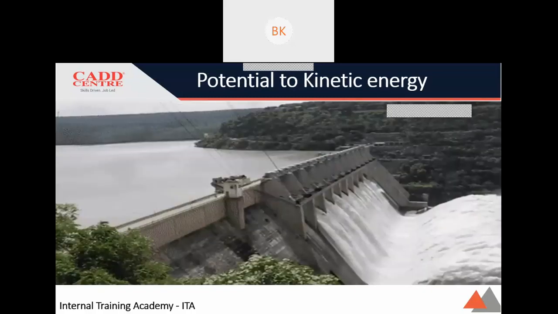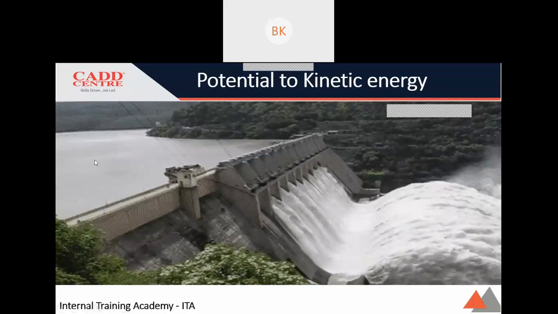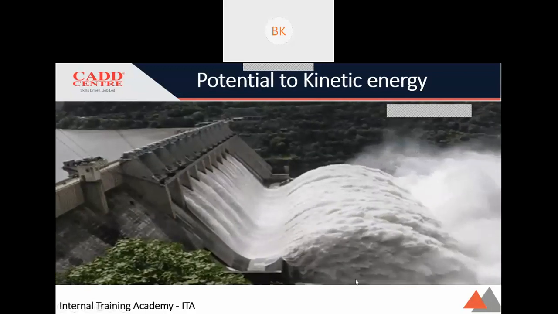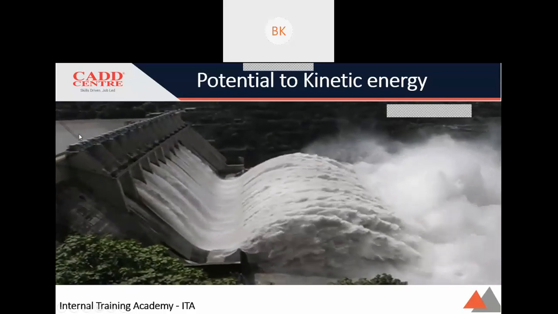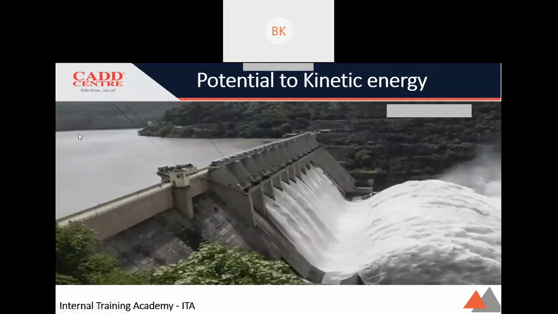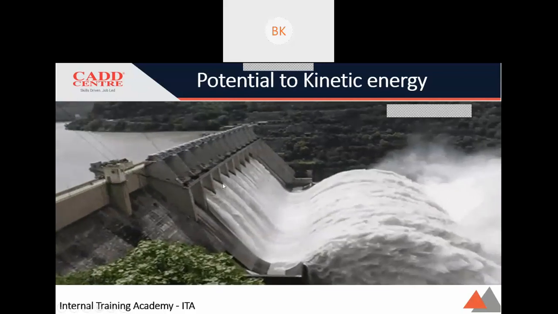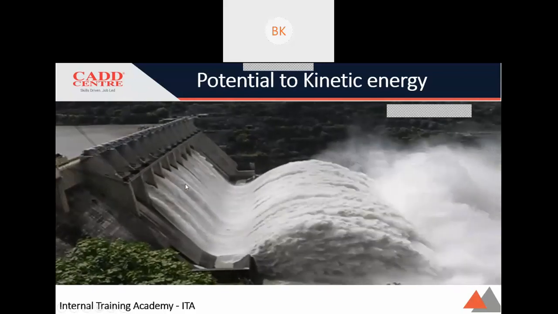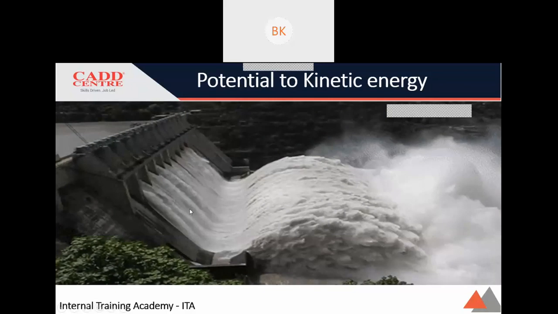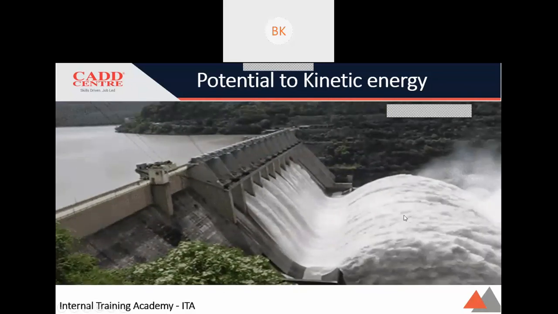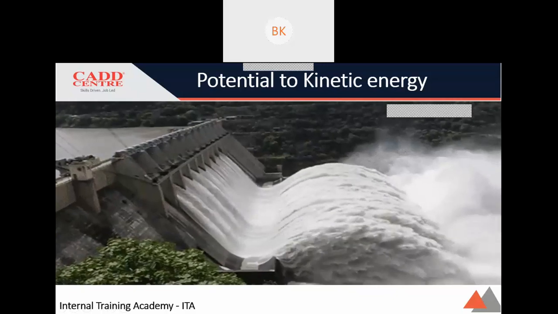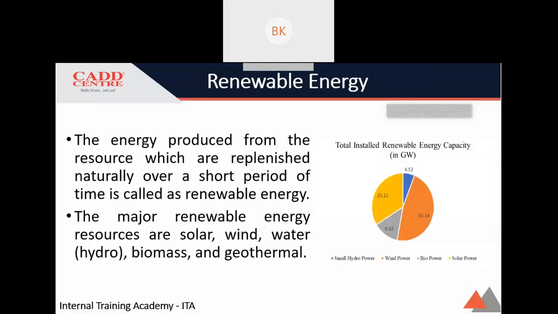So you can see here in the reservoir, when the water is stored, it will be at a certain height, so because of that there will be potential energy stored inside that water, and once you open this gate, this water will start to flow. Whatever the flowing water is, it will have kinetic energy. Clear? Okay, so that is an example of energy conversions.